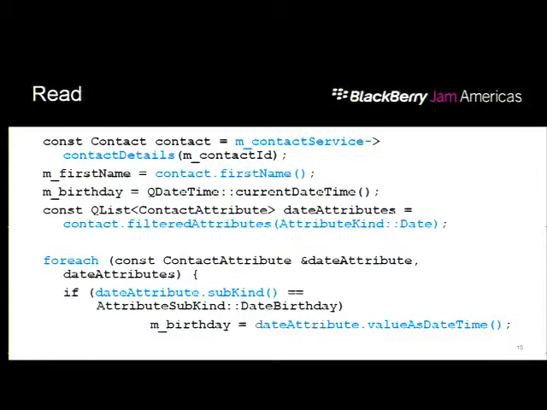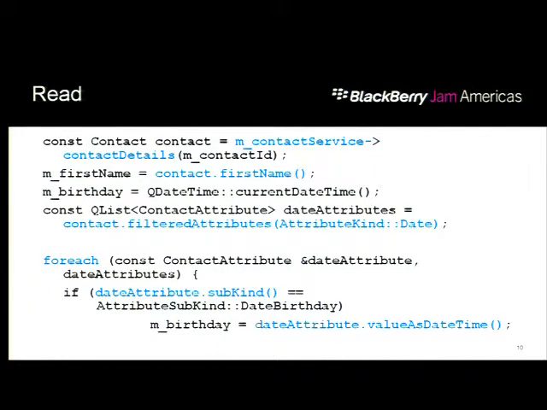Reading. So once you've created something, this is how you read it. You get your contact service and retrieve the contact with the contact details. So you have a contact ID that you've figured out somehow. Maybe you've got a list of them, or you've created it already, something like that. And you take this contact and get whatever you want, first name, or you can get the birthday, a bunch of different kinds.